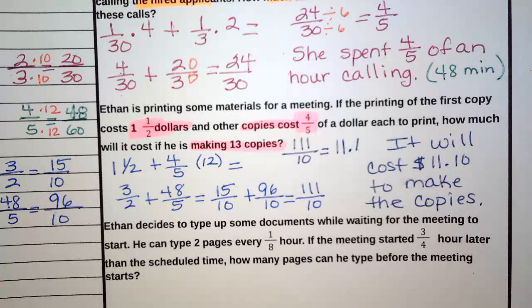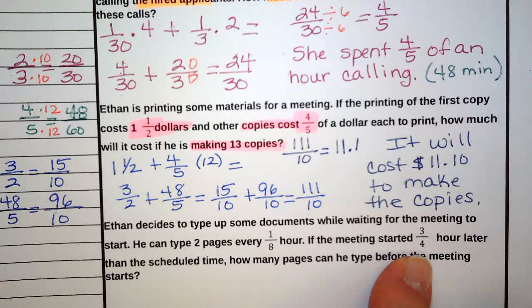Ethan must be some kind of an assistant because he's going to type some documents. So while he's waiting for the meeting to start, he decides to type up some documents. He can type 2 pages every 1/8 of an hour. If the meeting started 3/4 of an hour later than scheduled, how many pages can he type before the meeting starts? So we know the relationship is 2 pages for 1/8 hour. But he's got 3/4 of an hour.